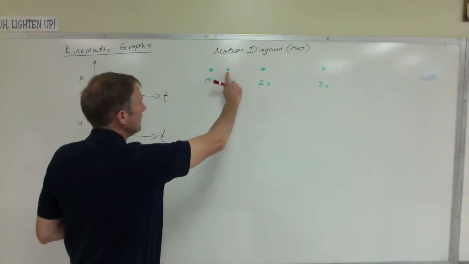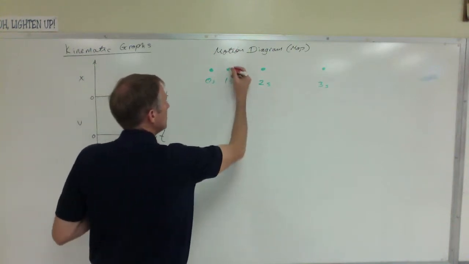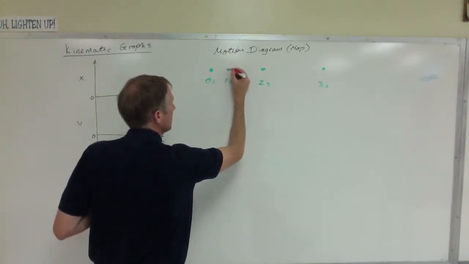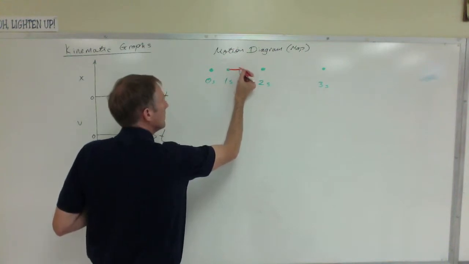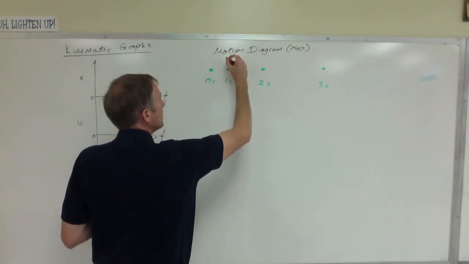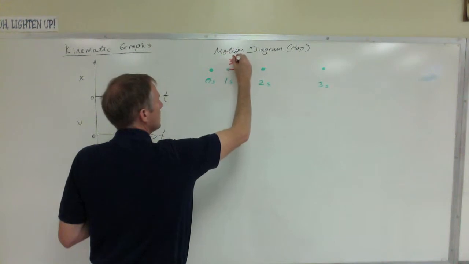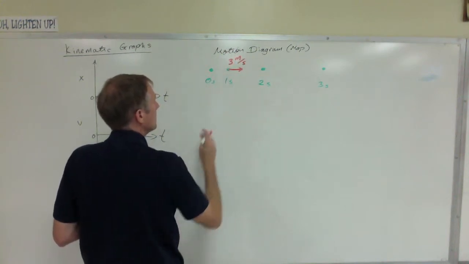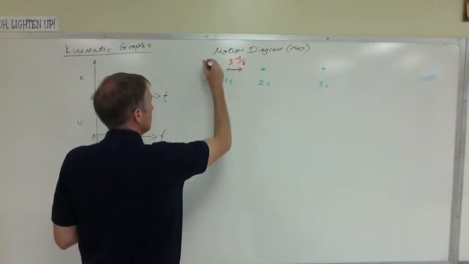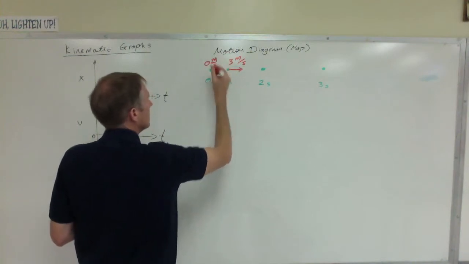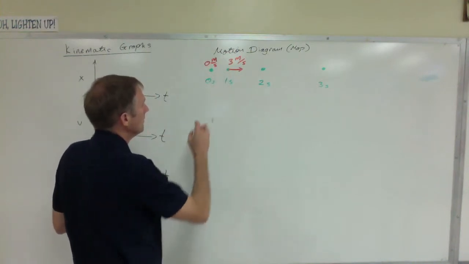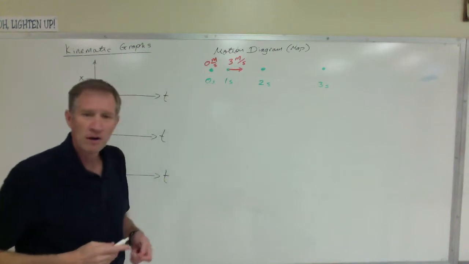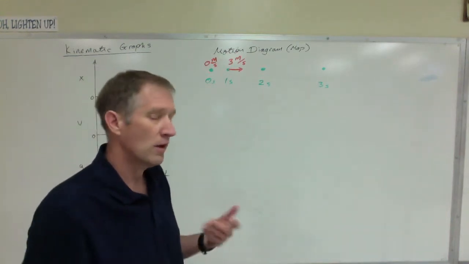Then after 1 second, it's here, and it is moving. Now this arrow is going to represent the object's velocity. And I'm going to say that after 1 second, it's traveling at 3 meters per second. At 0 seconds, it wasn't moving. It was 0 meters per second. Okay. Well, by how much did it change its velocity in 1 second?